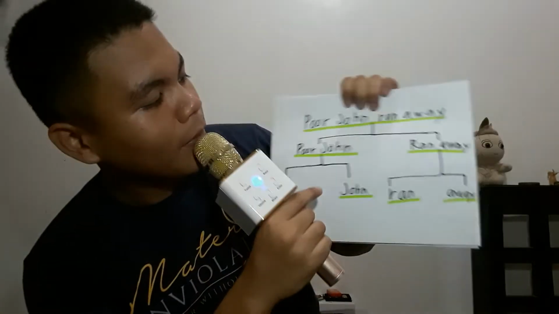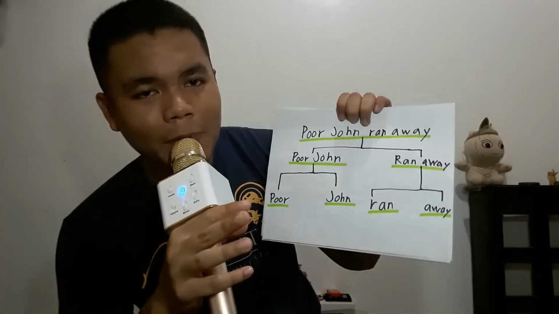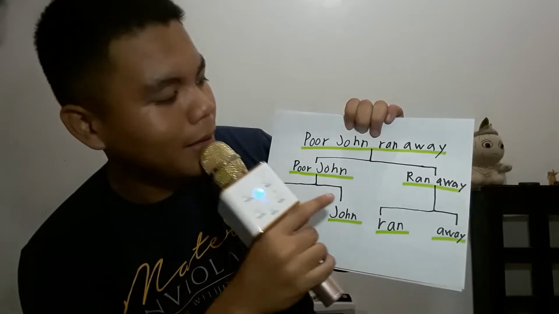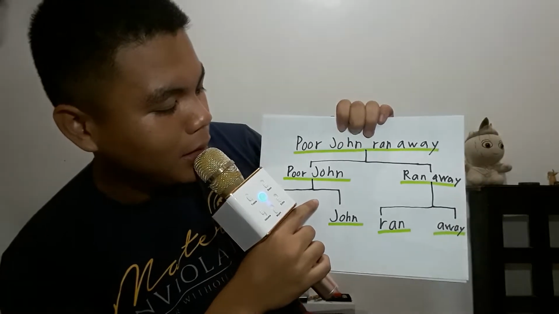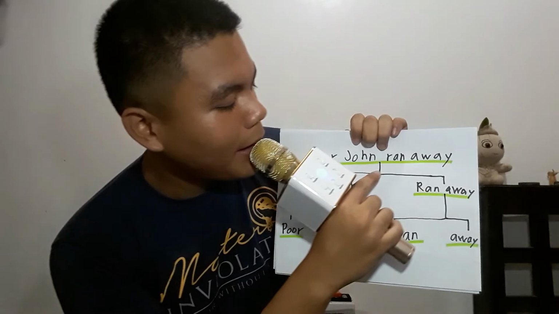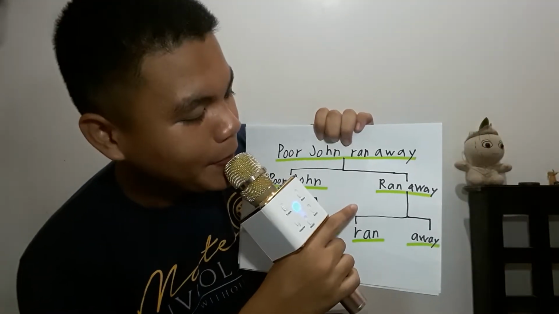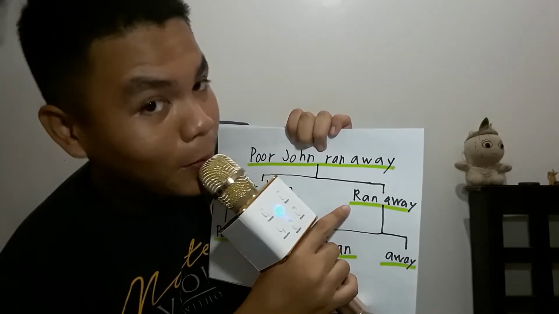To show you how to use that, I have here a sentence that is already broken down in a hierarchical structure. The sentence is, poor John ran away. If we are going to separate that into subject and predicate, let's move down the ladder. We can see here that the subject is poor John. This is the subject phrase because it contains John, which is a subject. And then, on the other side of the ladder, we have ran away. This is the predicate phrase because it has the verb, which is ran.